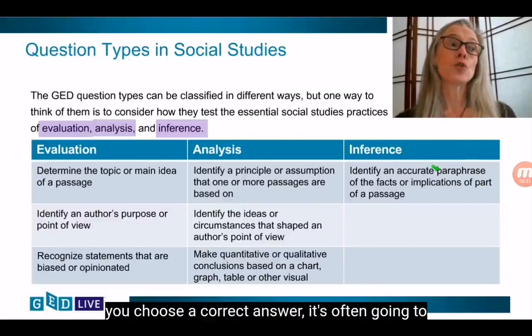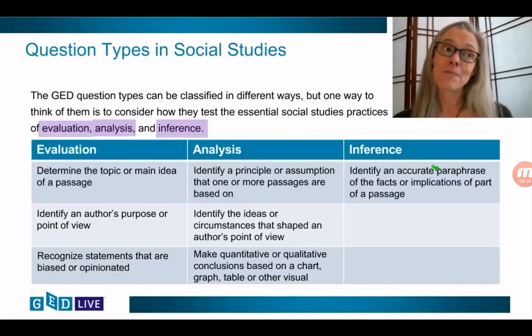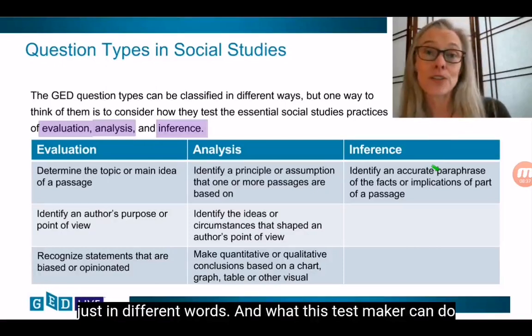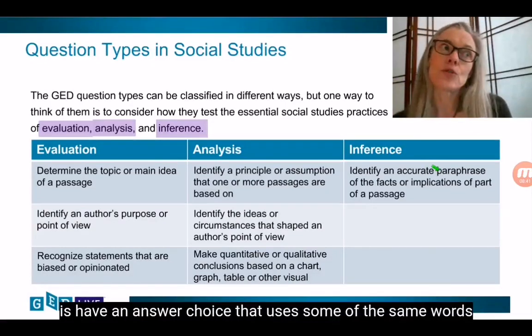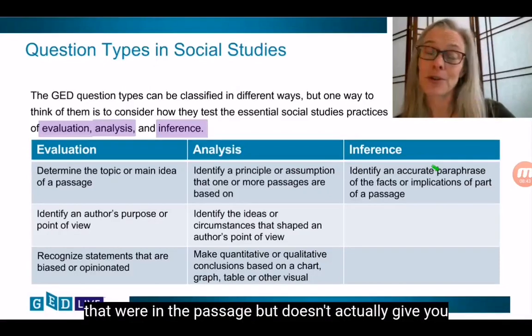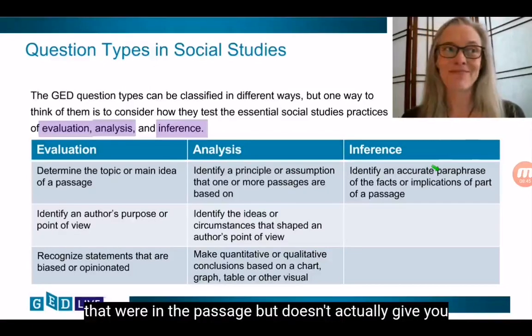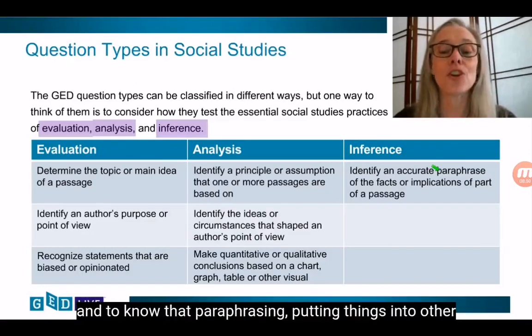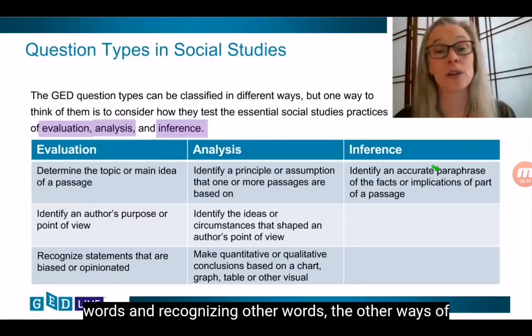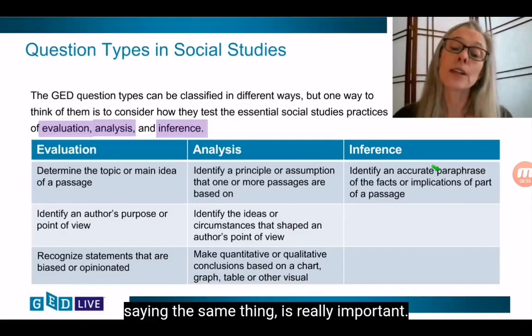Because when you choose a correct answer, it's often going to be the same thing that the passage said, but just in different words. And what the test maker can do is have an answer choice that uses some of the same words that were in the passage, but doesn't actually give you the right idea. And so that's important to pay attention to, and to know that paraphrasing, putting things into other words and recognizing other ways of saying the same thing, is really important.